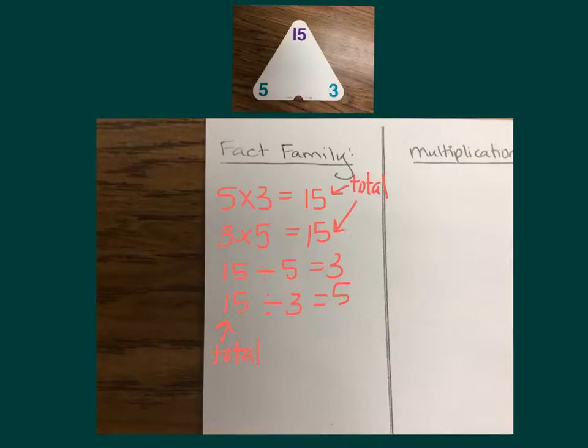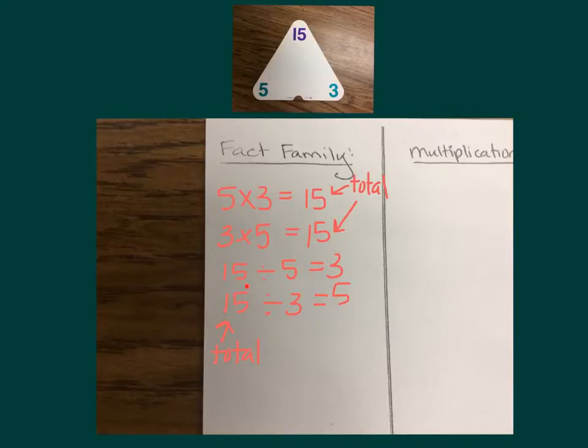In your center, you are expected to label where the total is. Remember, multiplication always ends with the total. Now I've written my two multiplication equations. I know that in a fact family there are also two inverse equations. In this case, the inverse of multiplication is division. So I know that 15 divided by 5 will give me 3, and 15 is my total. Remember, division always starts with a total.